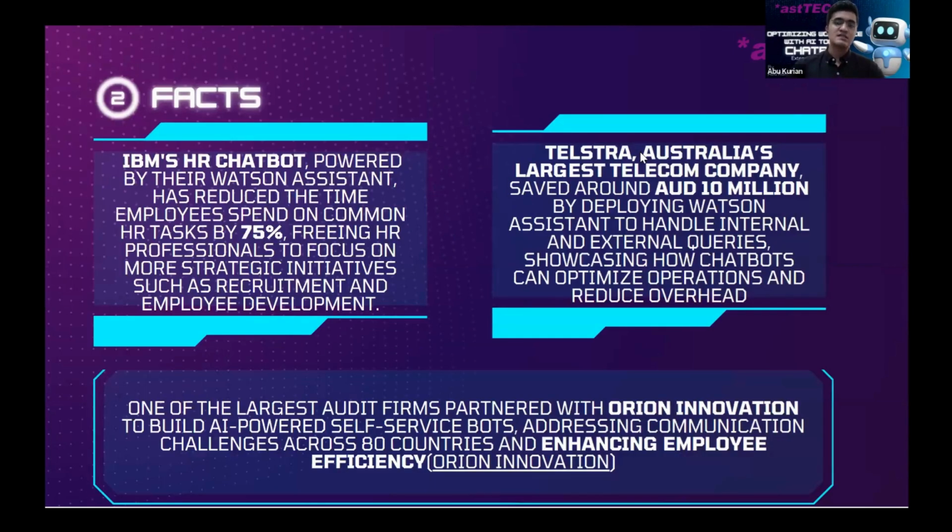These are a few facts about existing chatbot implementations from reputed companies. For example, IBM's HR chatbot has reduced HR tasks by 75%. What this does is allow the HR team to focus on more important tasks. In this first example, 75% of the tasks were redundant tasks in the organization, and these tasks are now handled by the bot.